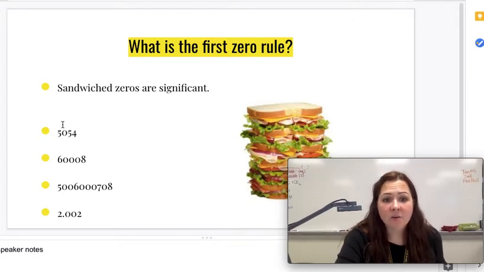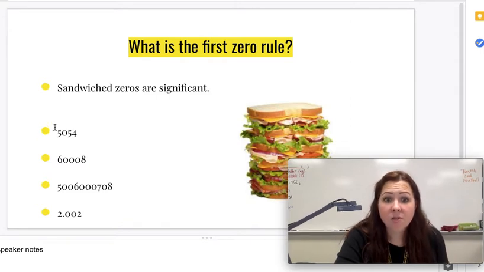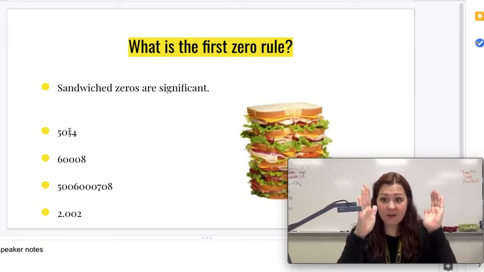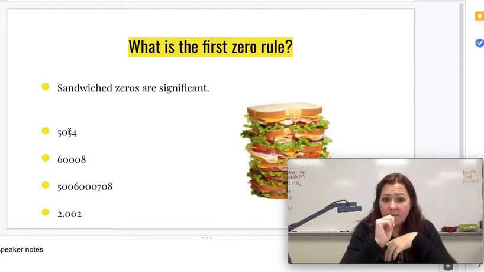So that 0 right there is a sandwich 0. It counts. So we count the 5, the 5 and the 4. That sandwich 0, because it's squished between a 5 and a 5, they count. So that one has 4 SigFigs.